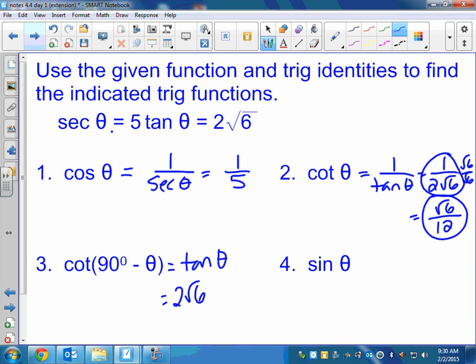Okay, so now we have sine here. Anybody have a suggestion of how we can find sine just using our identities or what we have here? We have cosine. This is a tricky one.